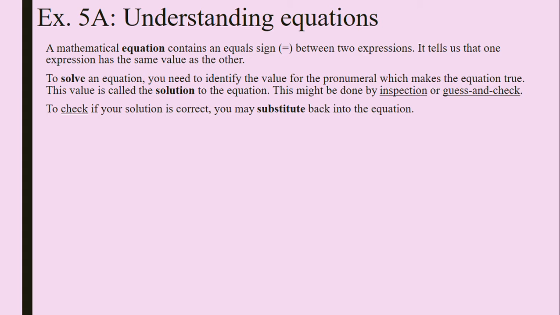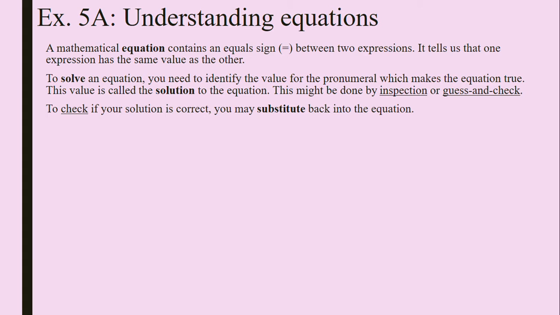We have recently finished up with algebra and equations, but just to recap, a mathematical equation contains an equal sign. An equation must have an equal sign in it, usually between two expressions. It tells us that one expression has the same value as another. Also remember that expressions might be made up of constants, so numbers on their own, coefficients and pronumerals, or a combination of these.